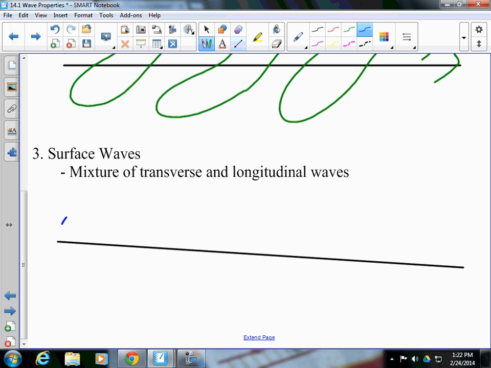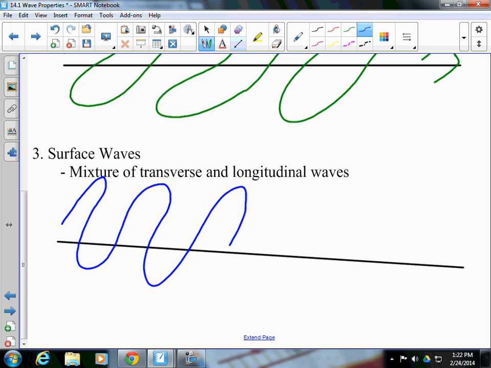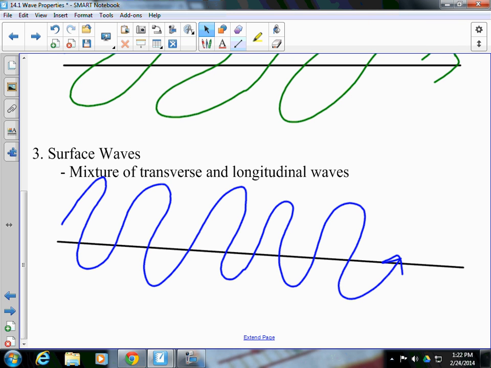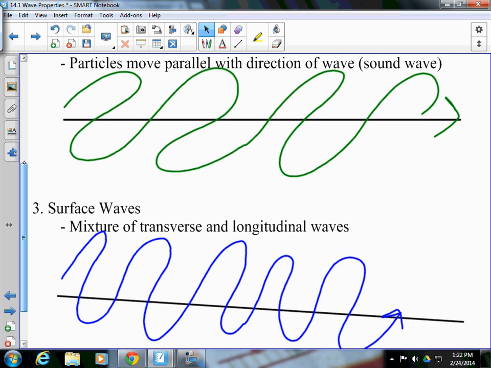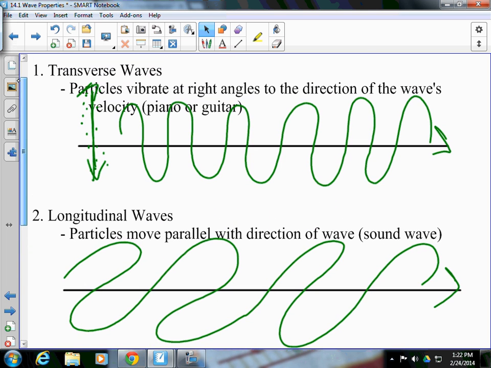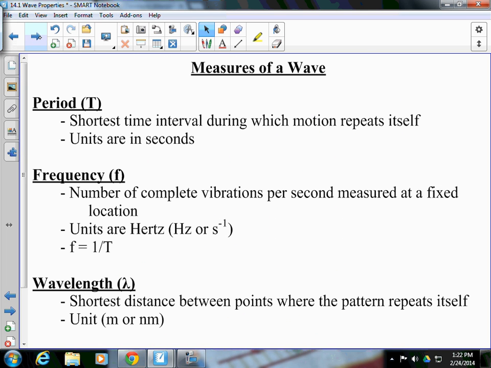I'm going to try my best to blend them together. Didn't do really good there. But tomorrow in class I'll show you an example using a slinky, how that looks. So surface waves, transverse waves, and longitudinal waves: the 3 types of waves.